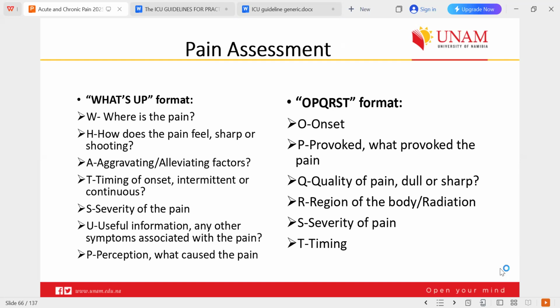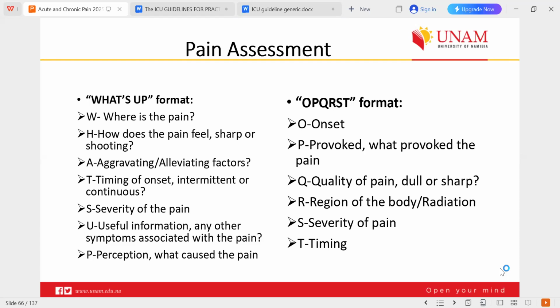Okay, so there are different formats that can be used generally. That's what we call the WHAT'S UP format. You're approaching your patient and say, what's up? So W, where's the pain? H, how does the pain feel? Is it sharp or shooting? A, what are the aggravating or alleviating factors? T, the timing, when did this pain start? Is it continuous or does it come and go?